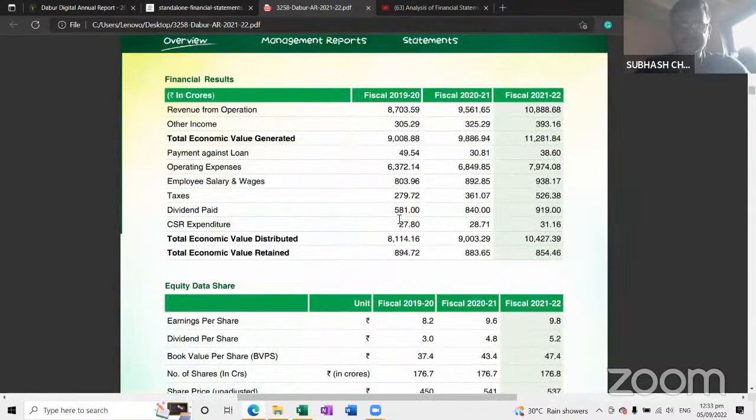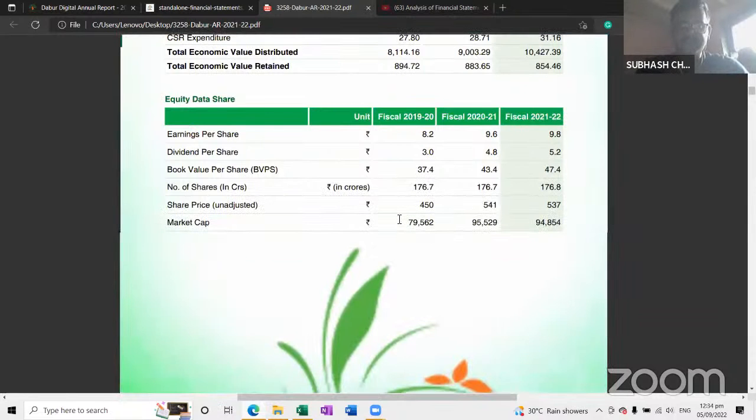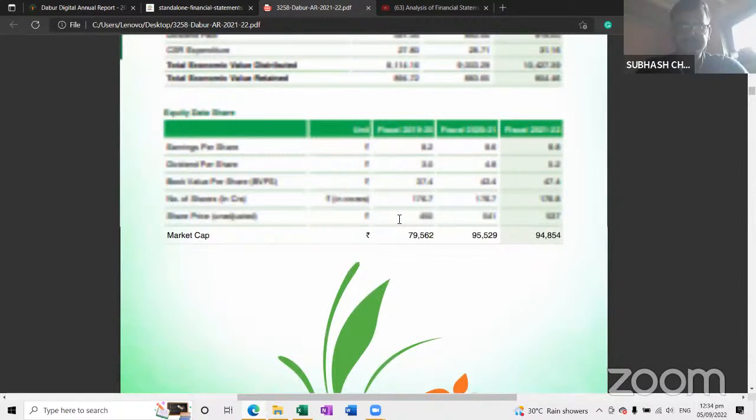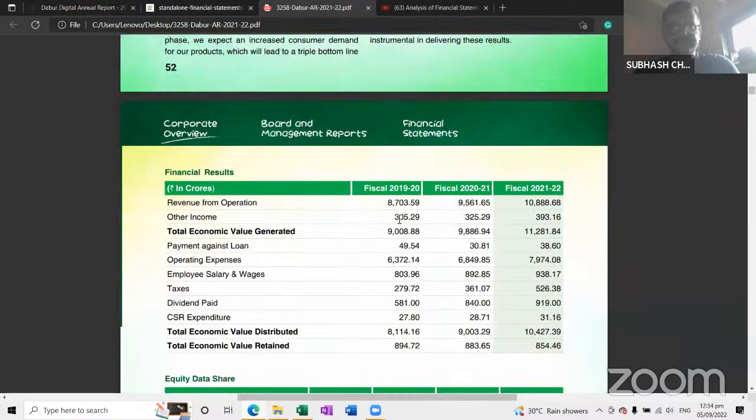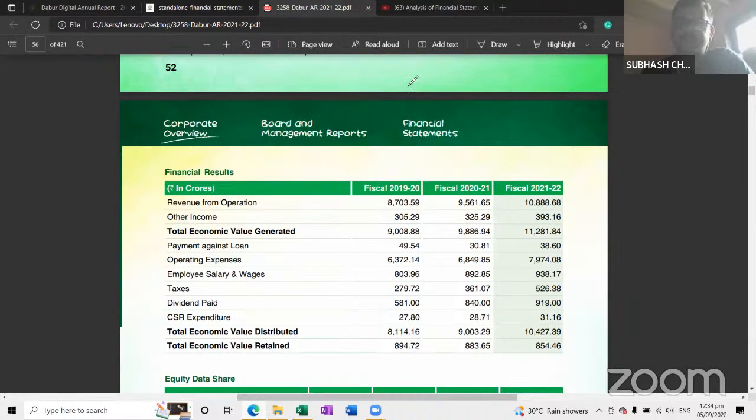Okay, is it visible to everyone? This one? Only this one? Yes, sir. Yes, dear friend. Visible? Okay, see, I just want you to read it out and let's understand what is given here. How many years data is there? Three years. You can find it here: 2019-20, 2020-21, 2021-22.